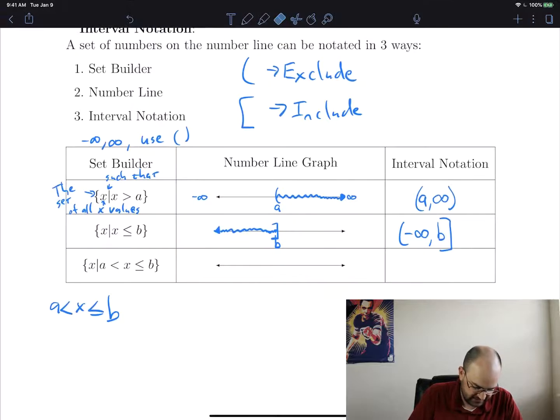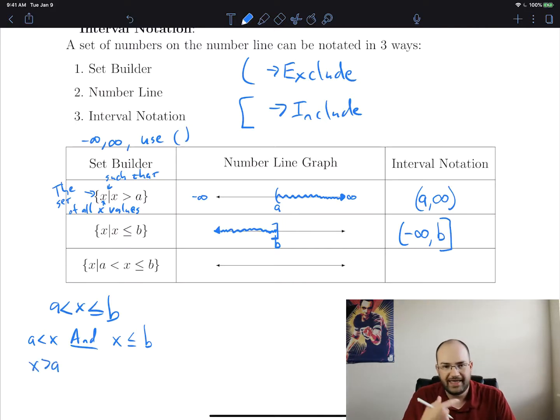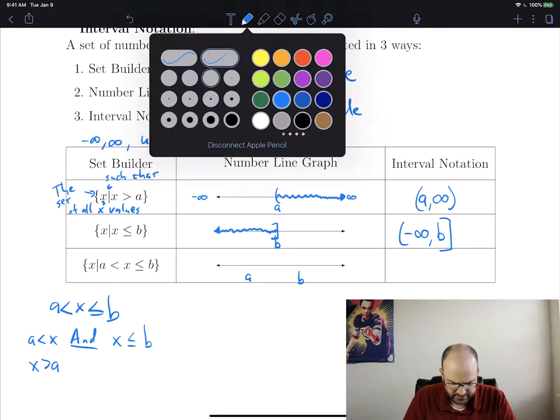What this means is actually a is less than x and x is less than or equal to b. Well, with a is less than x, that actually means x is greater than a. And then we also have, and x is less than or equal to b. We're also being told that a is less than b here, so it means that a is to the left of b. Now, let's think about this. Don't write this part down.